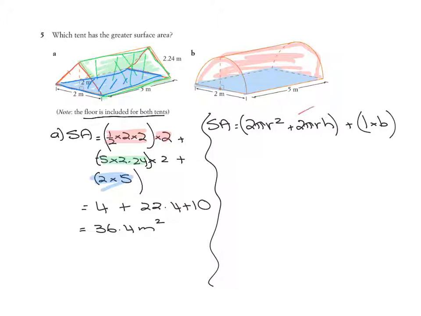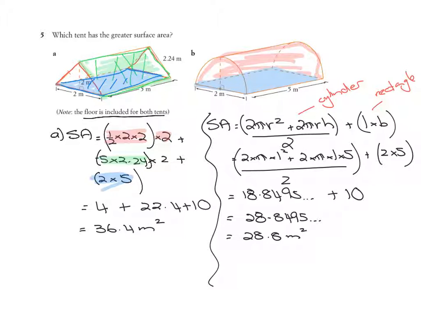So this formula here is the surface area of a closed cylinder, but I have to divide it by 2 because the cylinder has been chopped in half, and this part of the formula is for the rectangle on the floor or on the base of the shape. Okay, so you notice with this one I've done all the substitution, so follow that, and of course divided it by 2, added 10, which is the base, and get 28.8. So the question is, which tent has the greatest surface area? Because there's a question, you always need to answer the question. So therefore, tent A has the greater surface area.